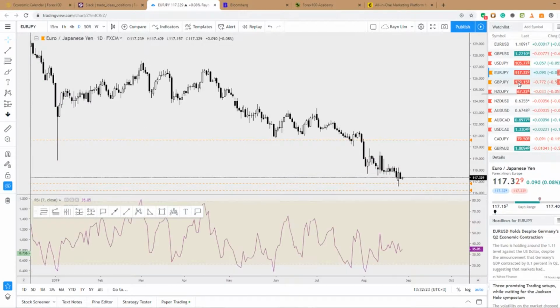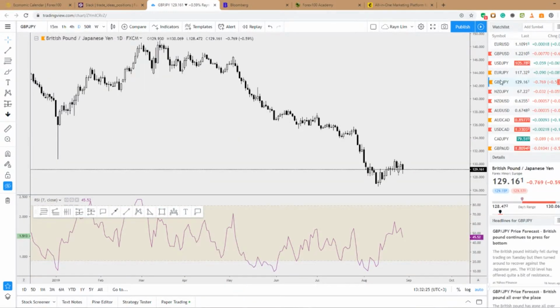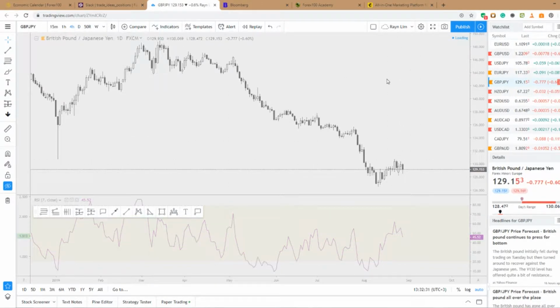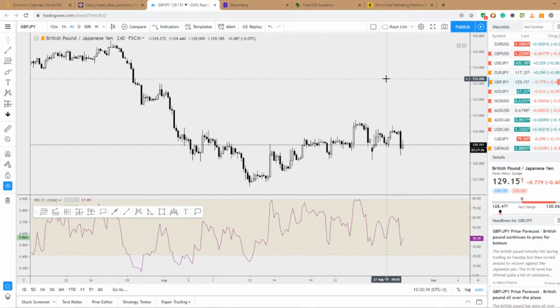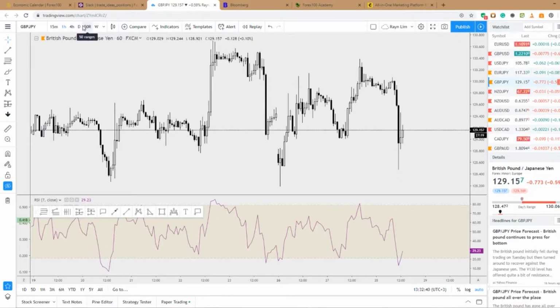All right, so that's Euro yen. Now to the pound yen. Pound yen on the daily chart, market very bearish, retracement. Then it went a bit sideways on the 4 hour. Nothing much over here. Looks like the market is waiting for something to happen. To the 1 hour. Very choppy market.